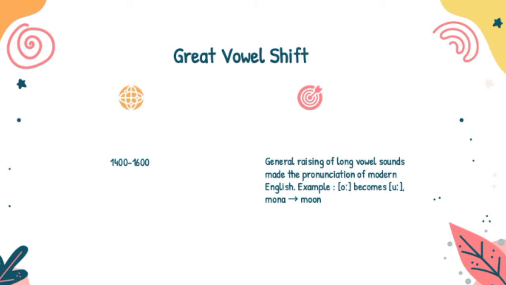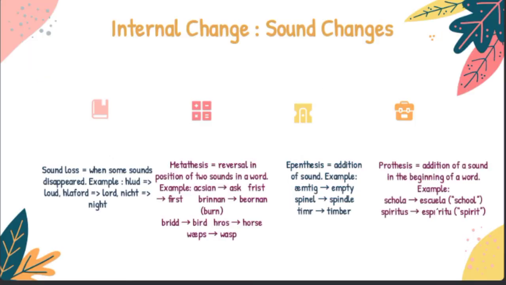There are also types of change that occurred within the historical development of English that don't seem to be caused by outside factors. It is called internal change, and we will talk more about this. Okay, the first internal change is sound change. The first sound change is sound loss. What is a sound loss? It is when some sounds disappear from the pronunciation of certain words, like the initial H of many Old English words was lost. Look at the example.